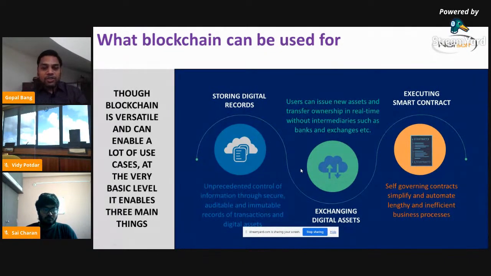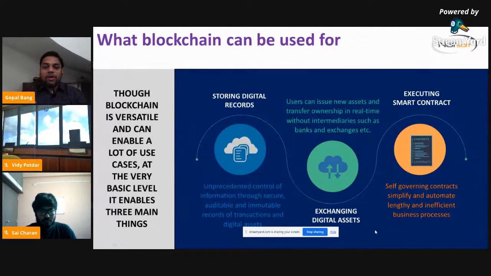Then the second is exchanging digital assets. It initially started with Bitcoin, which is a digital currency, which is actually a digital asset. People were transferring Bitcoins or Ethereums over a blockchain network. Why were we doing that on a blockchain network? Because it is secure, because it is a distributed network, and everybody has transparency to the transactions which are happening. So if a business requires exchange of digital assets between one party and another, then blockchain can add a lot of value in such cases.